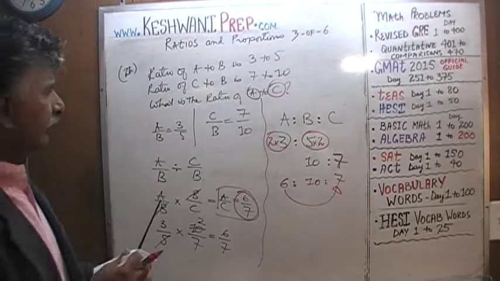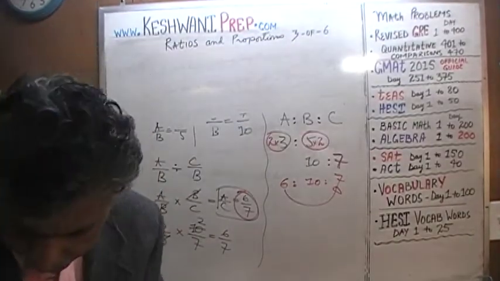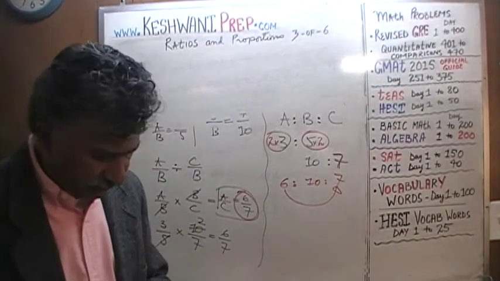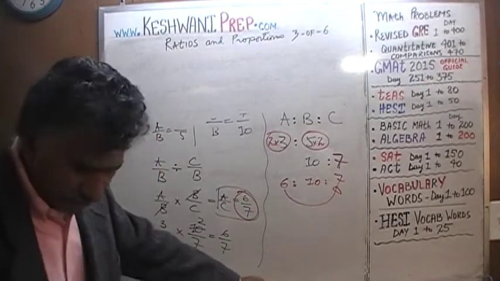Let's do one more, shall we? 23. I don't know why I use red markers. Red marker is not very easy to erase. 23.